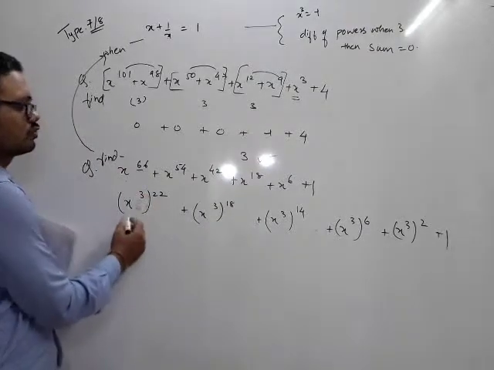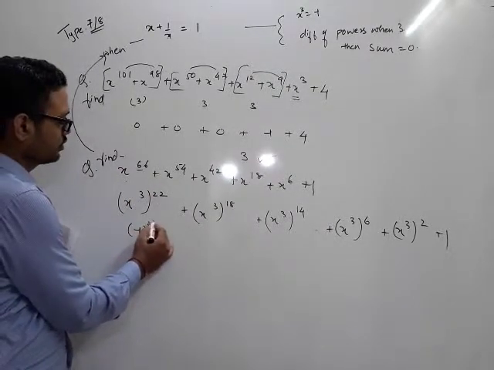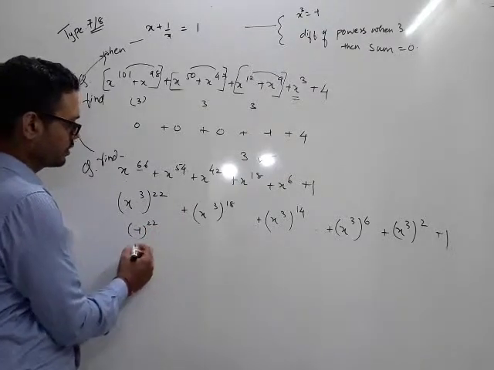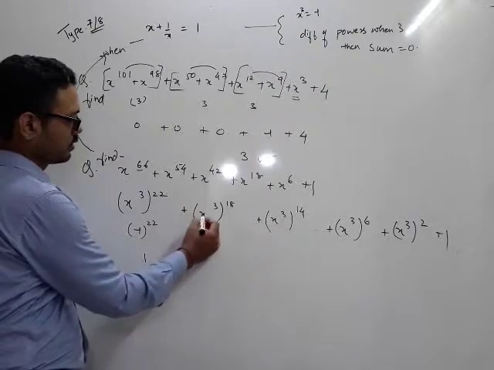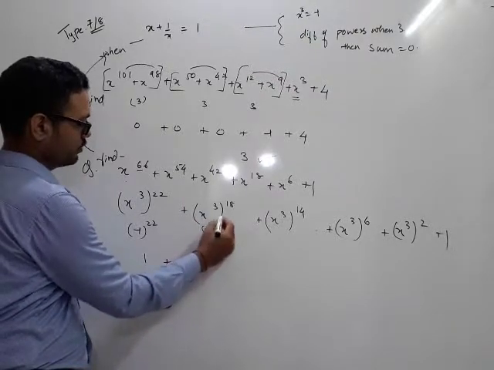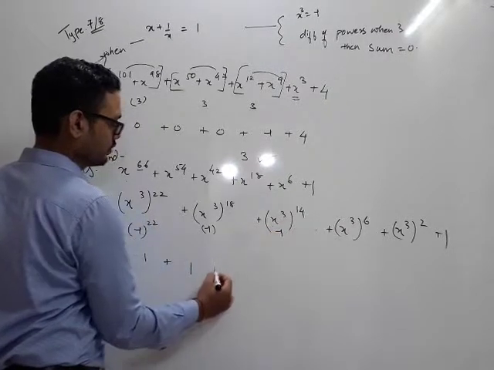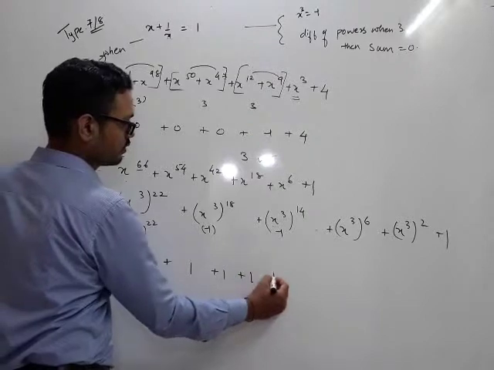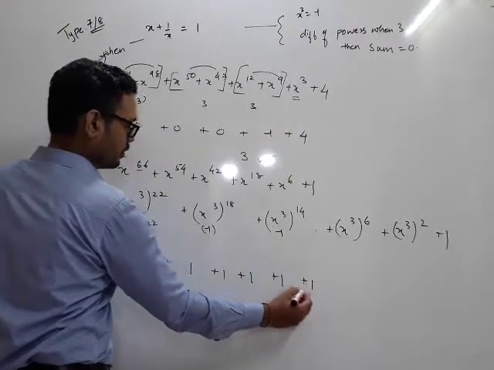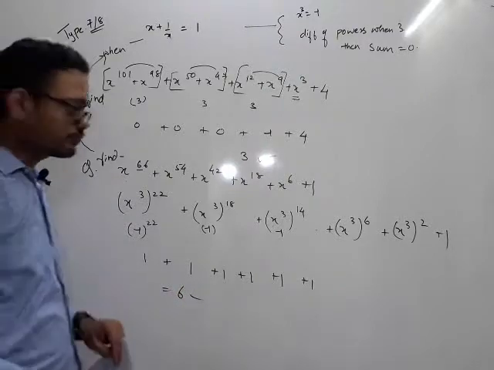What is x raised to cube? It is minus 1. Minus 1 raised to 22 will be what? Odd or even? This is even, so it will be 1. Minus 1 raised to even will be 1. So 6 is your answer.